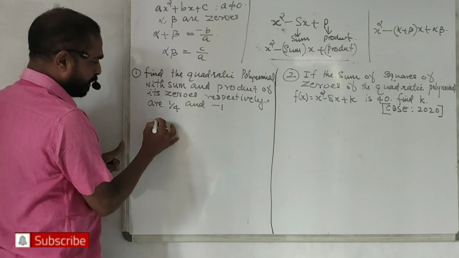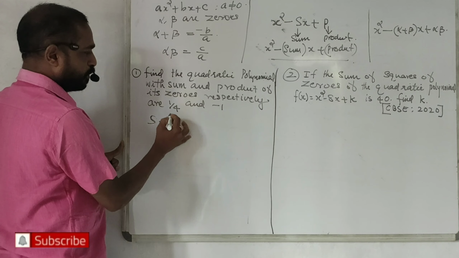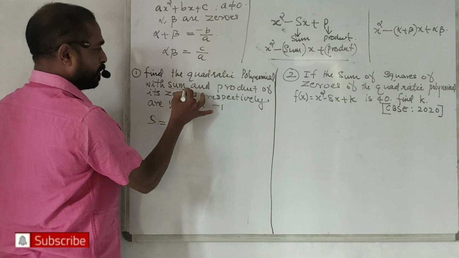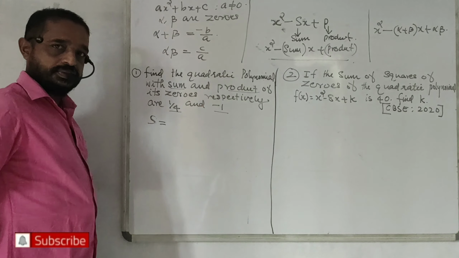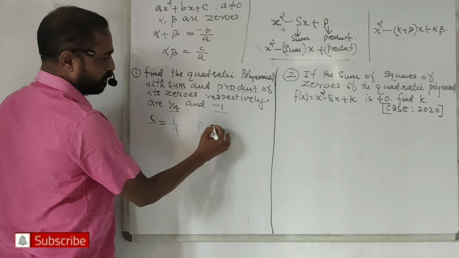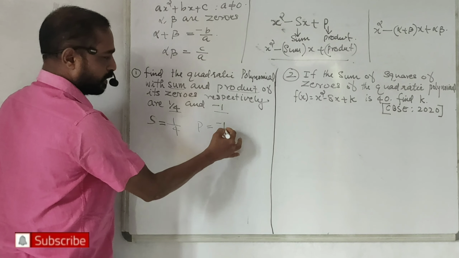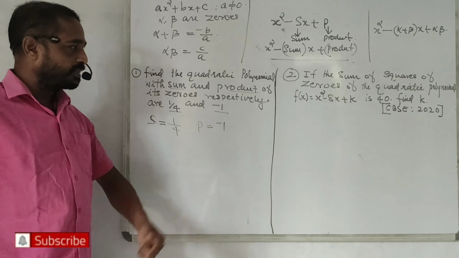So what is the sum here? S is the sum of the zeros. Sum and product of the zeros are respectively 1 by 4 and minus 1. So the sum of the zeros is 1 by 4 and the product of the zeros is minus 1. S is equal to 1 by 4 and P is equal to minus 1.